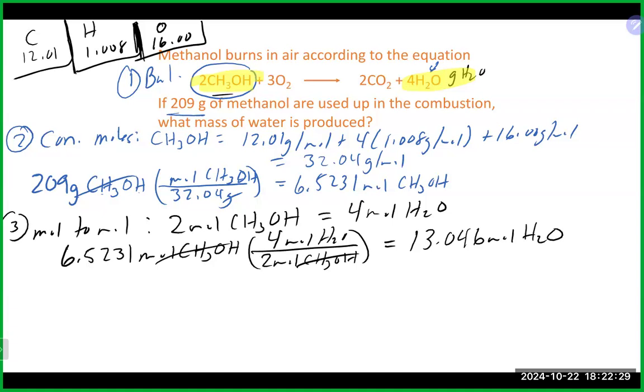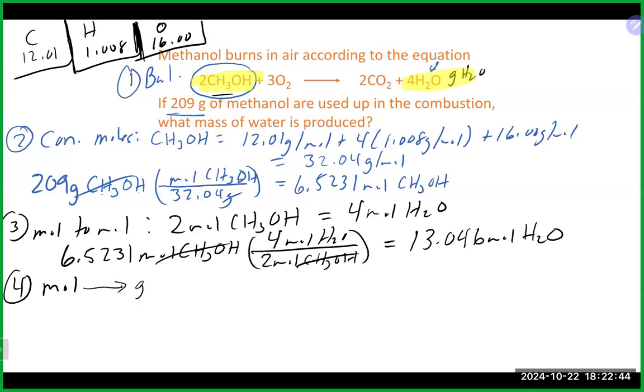Now, again, if I did want moles, I could simply clean up the sig figs here and box it. But we do want grams, so we do need a 4th step, and that 4th step is to take moles, because you should always be in moles at this point. If you're not at moles at this point, you did something wrong. And in this case, we're going to go to grams.